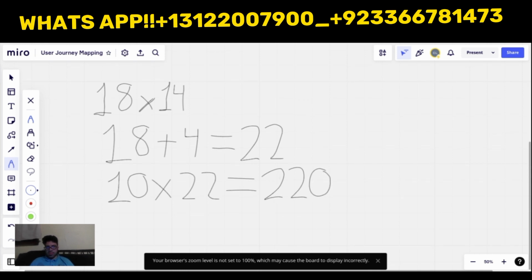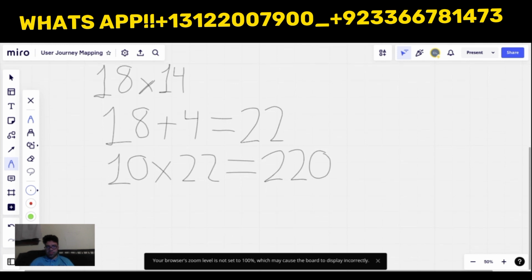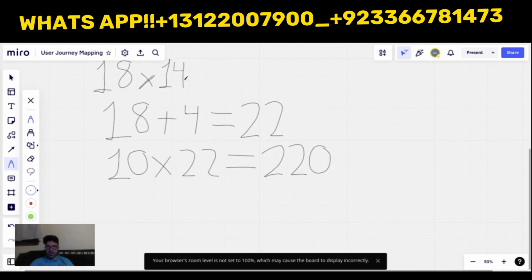Now then, the third part. I want to grab the 8 and the 4, just the 8 and the 4 in the ones place, and then multiply them together. So 8 times 4.